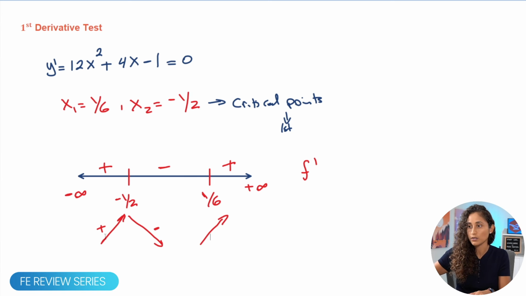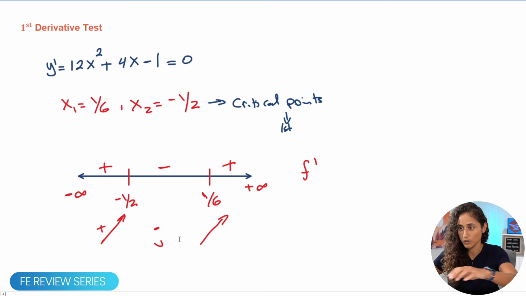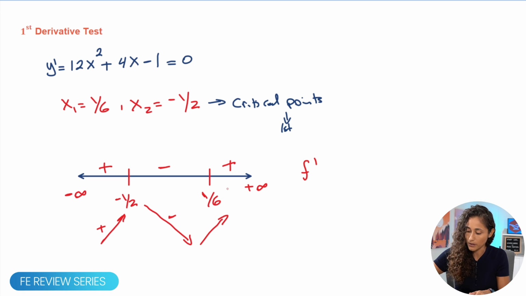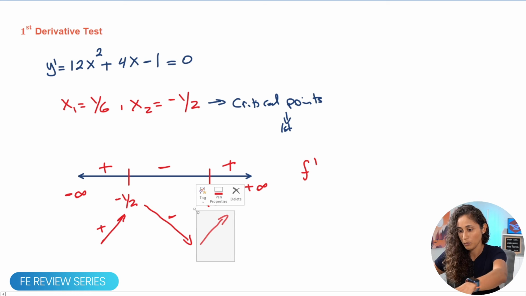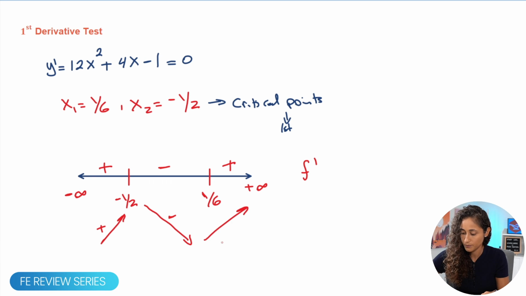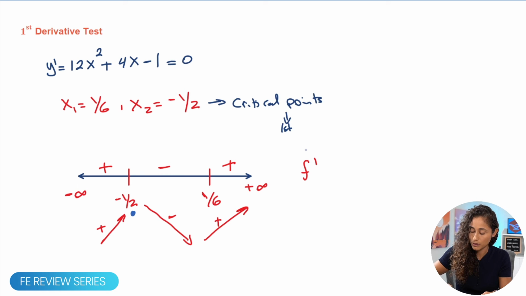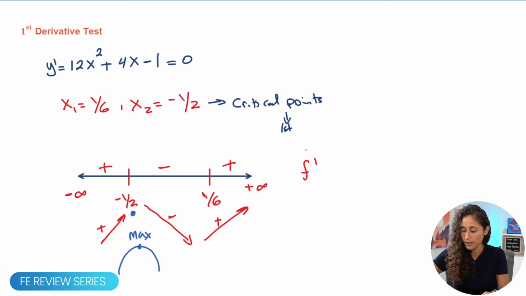I can draw this better. Let me actually do this better because I think there's a big gap between these 2 points. So it should look like this. So this here is negative, and then this here is going to be positive. So let's draw it like this. What this means is that at this point here, let me use a different color, at this point it's going like this. That means we have a maximum here. And then here, it goes from negative to positive. That means we have a minimum here.